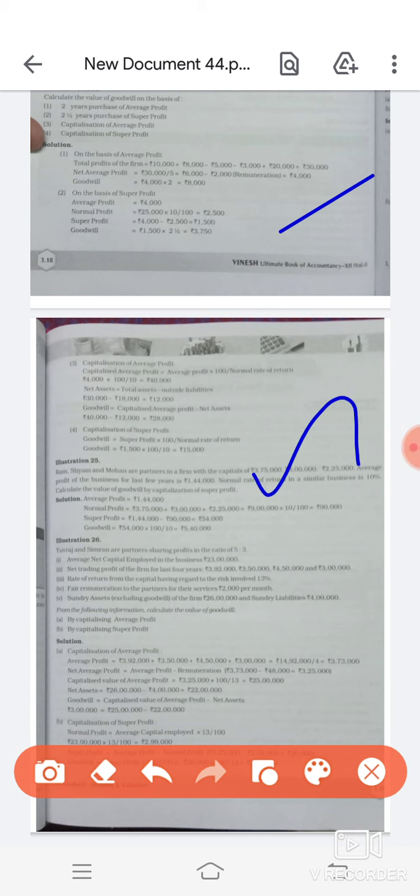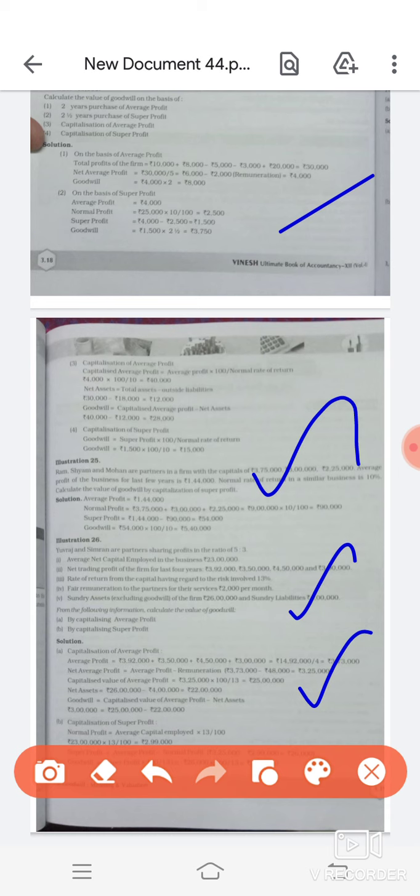And illustration 25 and 26, try to do the sums, and if you have any doubt, we will discuss in the next class. Okay, so today we finished the super profit method and the capitalization method. In the capitalization method there are two ways: capitalization of average profit and capitalization of super profit.